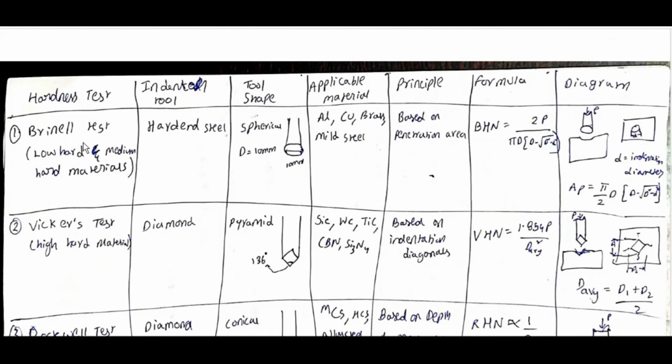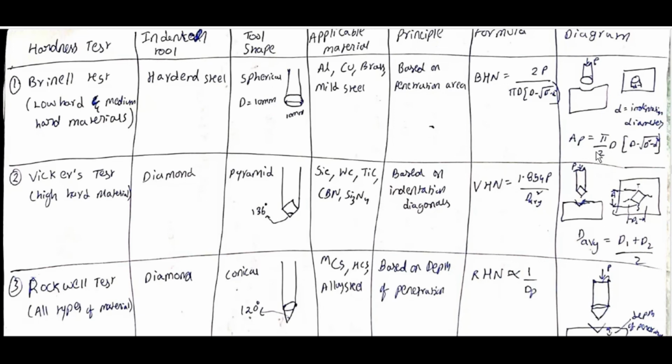Brinell test: for low hard and medium hard materials. The indentation tool is hard, made of hardened steel, spherical with capital D equal to 10 mm. Applicable materials are aluminum, copper, brass, and mild steel. The principle is based on penetration area. BHN is equal to 2P by pi D into D minus root of D square minus small d square, where small d is the indentation diameter. AP is equal to pi by 2 into D into D minus root of D square minus small d square.